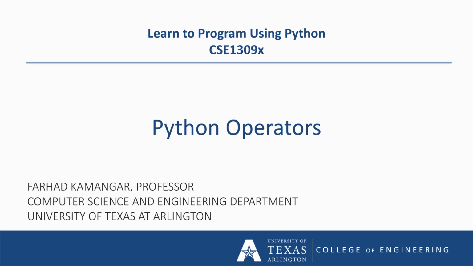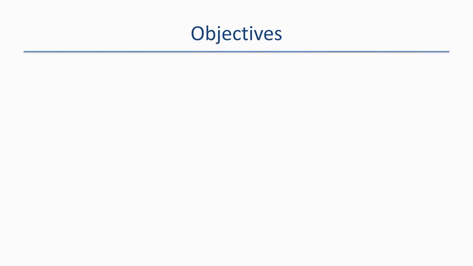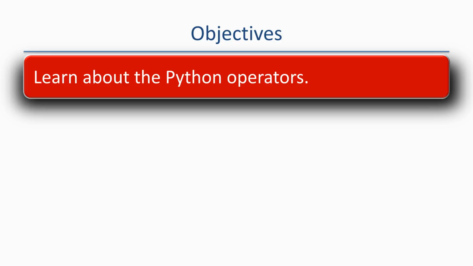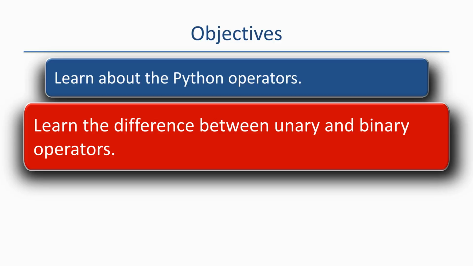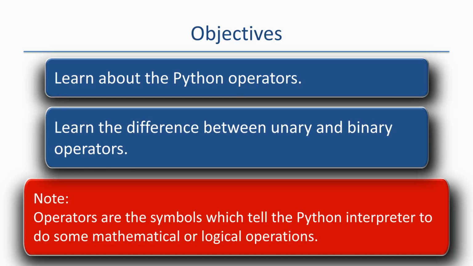This lesson is about the Python operators. The objectives of this lesson are, first of all, to learn about the Python operators, and second, to learn the difference between unary and binary operators. Note that the operators are the symbols which tell the Python interpreter to do some mathematical or logical operations. So let's go and have some examples.